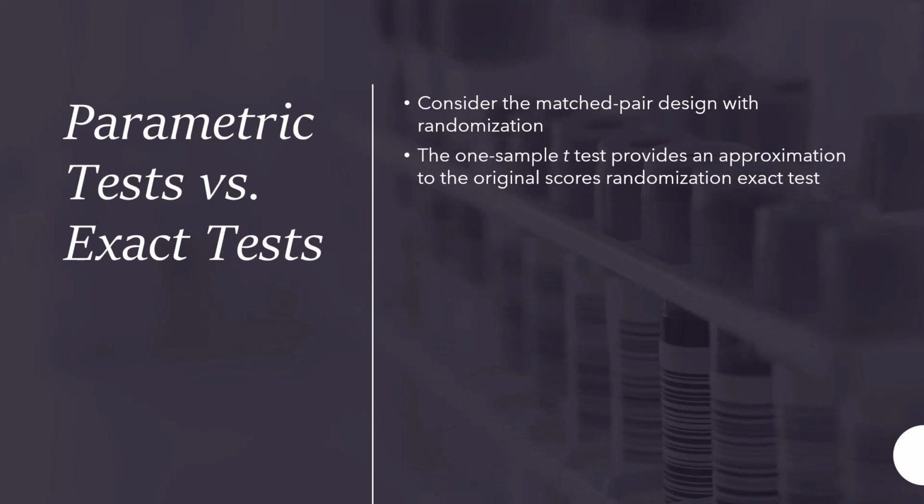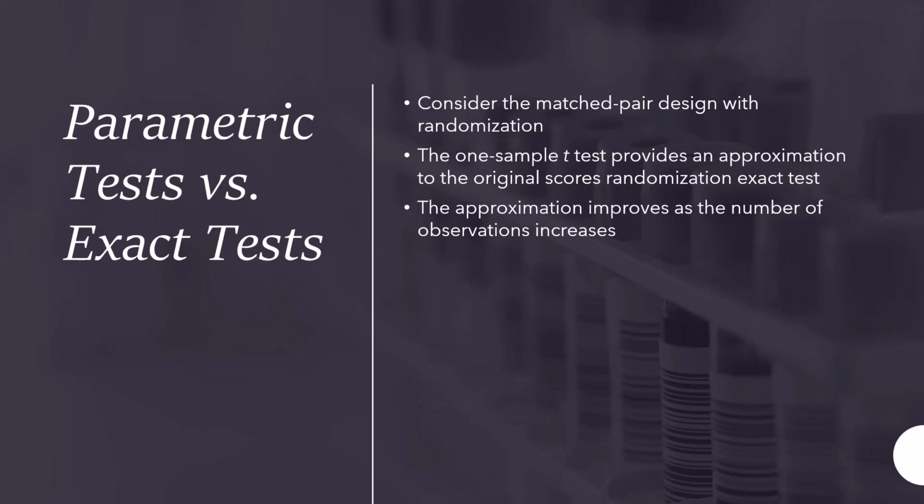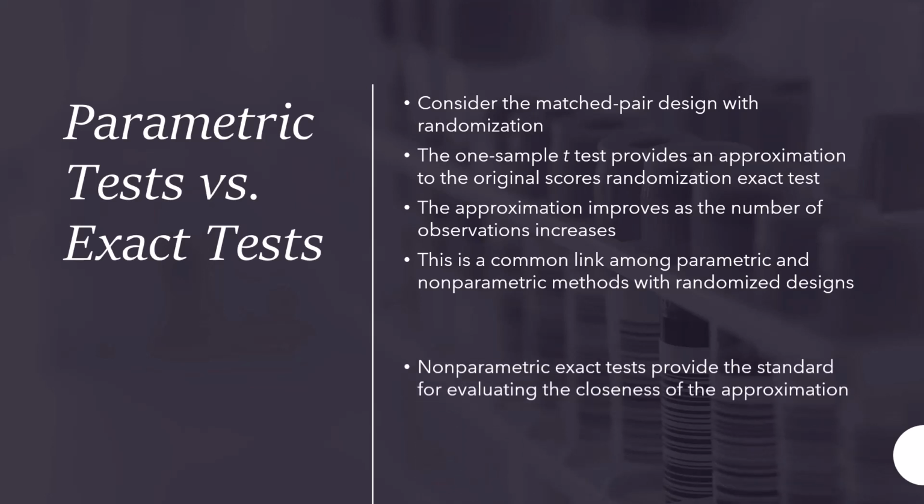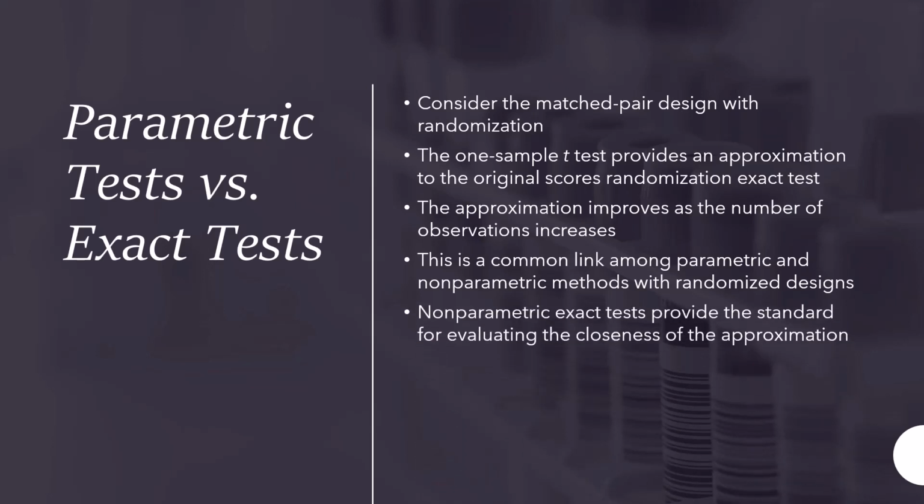No, let's look at parametric test versus exact test. Consider the match pair design with randomization. The one-sample t-test provides an approximation to the original scores randomization exact test, and the approximation improves as the number of observations increases. This is a common link among parametric and nonparametric methods with randomized designs. Nonparametric exact tests provide the standard for evaluating the closeness of the approximation. So when you use the one-sample t-test, you're approximating an exact test. The bigger your sample size, the better that approximation.